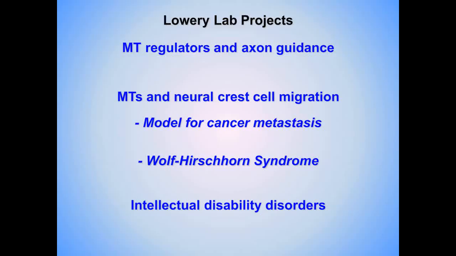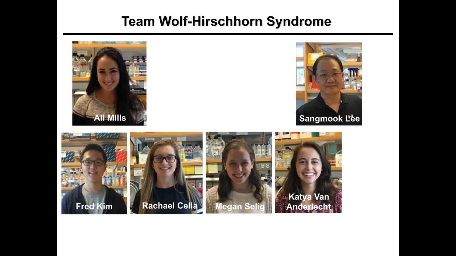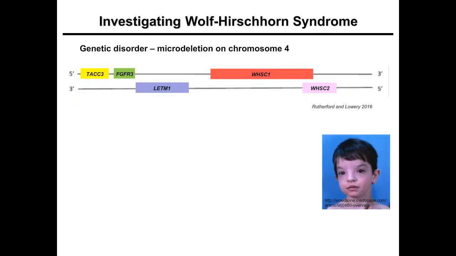Now, in addition to using neural crest cells as a general model for investigating cell migration, we are also looking at a particular disorder called Wolf-Hirschhorn syndrome. And this work has been spearheaded entirely by an undergrad, Ali Mills, with a big undergrad team in my lab, and they've also had the support of a senior scientist in my lab, Sang-Mook Lee. And what they've been doing is investigating the genes associated with Wolf-Hirschhorn syndrome.